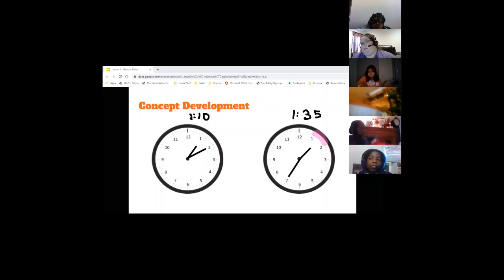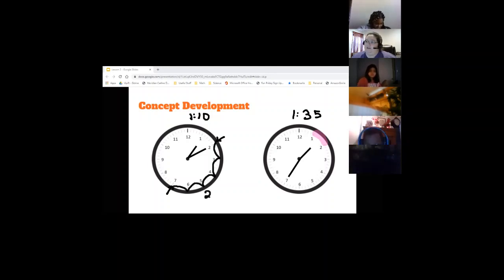So we're going to find out how much time has passed between 1:10, which is pointing right here, and 1:35, which is pointing right here, right? All right, so let's count it. 5, 10, 15, 20, 25. That's 25 minutes, right? That's still the same amount of time we came up with earlier, right? Yeah.